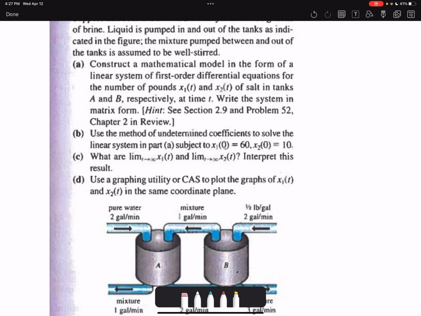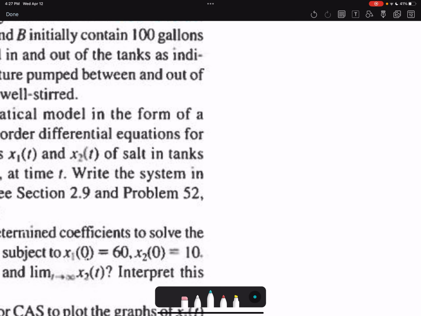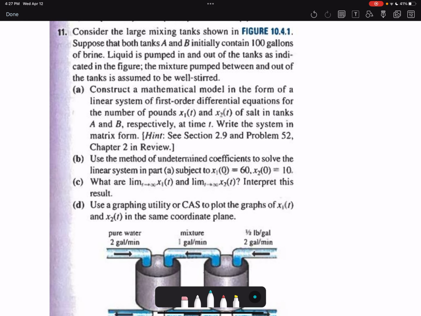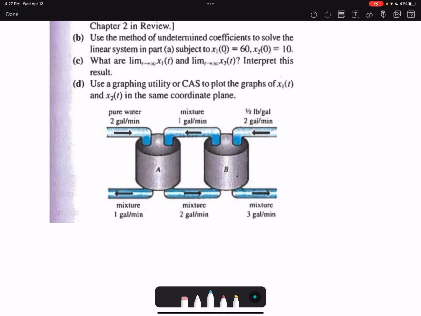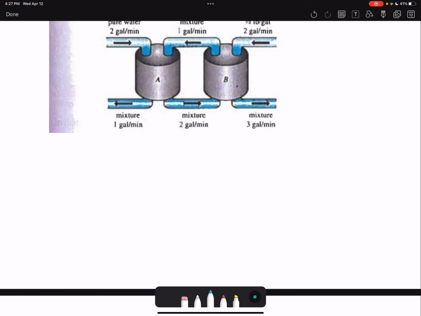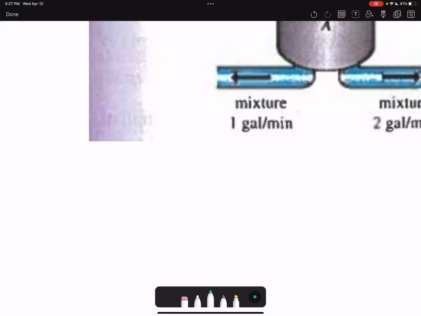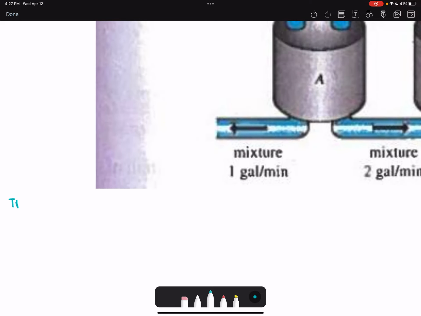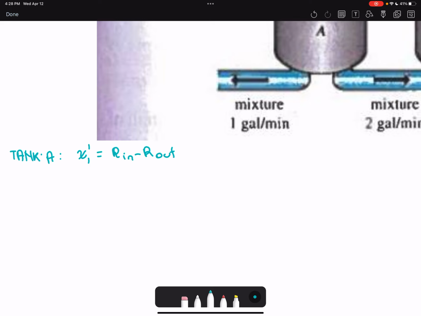So, to do that, we'll focus first on tank A. For tank A, we're going to have that the rate of change of the amount of salt with respect to time is going to be equal to the rate in minus the rate out. So let's see if we're able to write this.